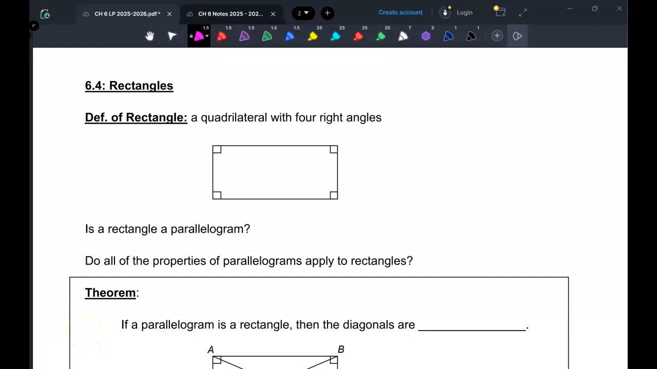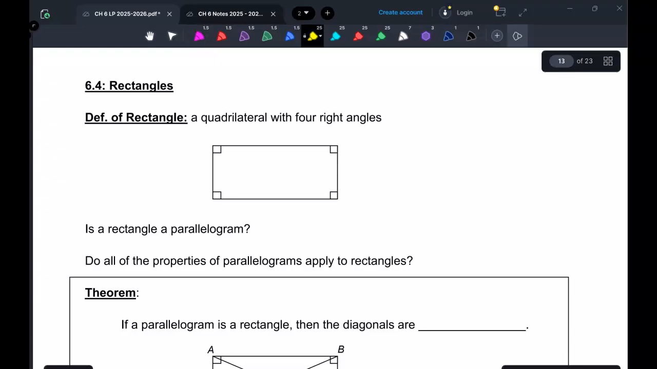Sheet that I gave you for all the proofs. Okay, it's the same sheet. Alright. Okay.